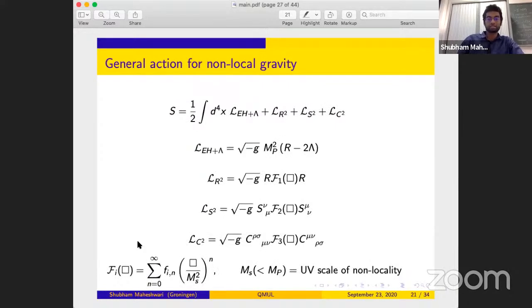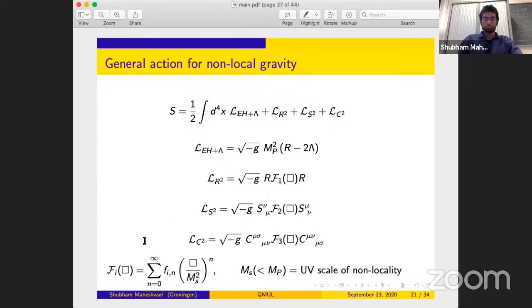So the action I will consider is a very general one. In addition to the Einstein-Hilbert plus lambda term, which is composed of the Ricci scalar and a cosmological constant, I will have a non-local R squared piece, a non-local traceless Ricci tensor piece, and a non-local Weyl tensor piece. And they will all be parameterized by these unknown functions f1, f2, and f3, which are unknown at this point, and they must be determined and fixed around a particular background, such that there are no new and no ghost degrees of freedom around that particular background, other than the spin 2 traceless transverse graviton.